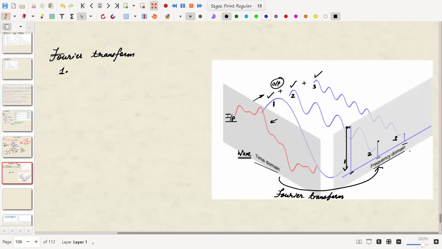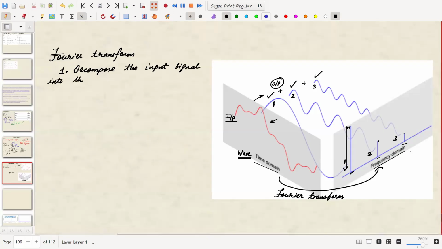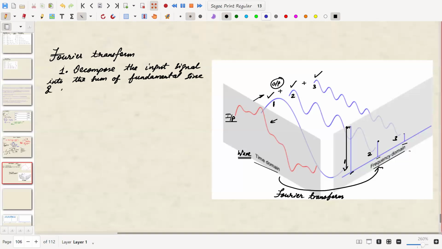Yes. So first, as he told, the first job of Fourier transform is to decompose the input signal into the sum of fundamental sine and cosine waves. That was clear, isn't it? Then what else?